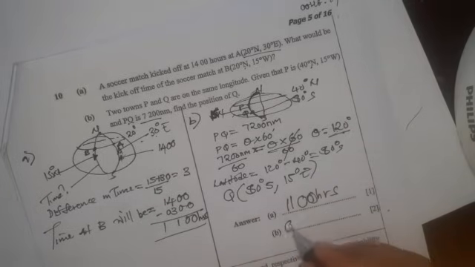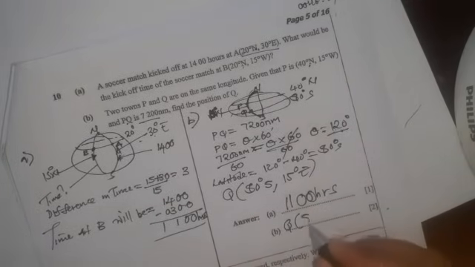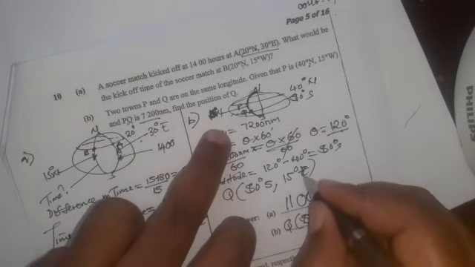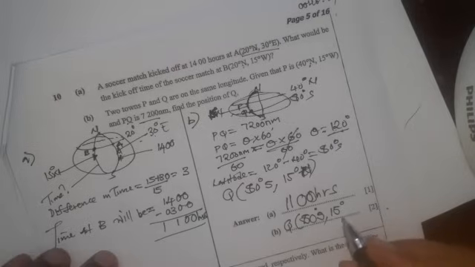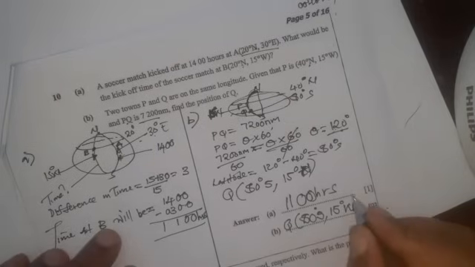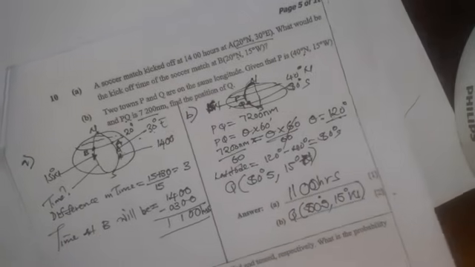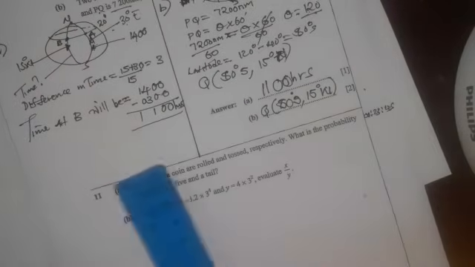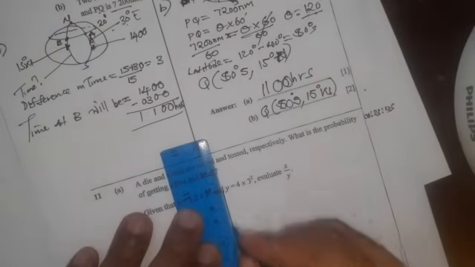So here you say Q is 80 degrees south and 15 degrees. Take note, this is west. Alright? 15 degrees west. This is the answer. And we are done with that question. Okay. Now we deal with question 11.